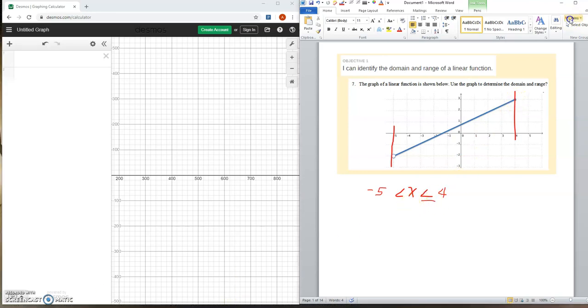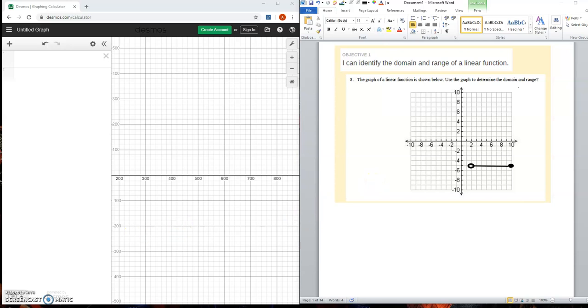Now we're going to identify the range by marking bottom to top. After marking bottom to top, you're going to write y because it is range. And then you're going to write down your symbols. Your lowest value is a -2 and your highest value is a +3. Then you take a look at your endpoints. This one is open, so you don't put an equal sign. But the one on the 3 is closed, so you put the equal sign. And that right there is our range.